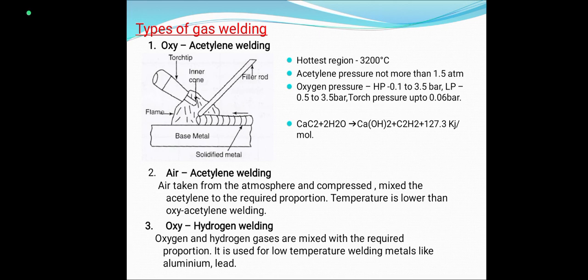Air acetylene welding. Air taken from the atmosphere is compressed and mixed with acetylene in the required proportion. The temperature is lower than oxyacetylene welding. Oxyhydrogen welding. Oxygen and hydrogen gases are mixed in the required proportion. It is used for low temperature welding of metals like aluminum and lead.